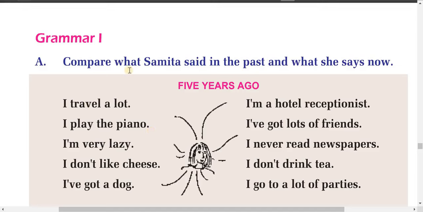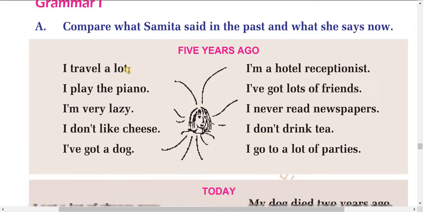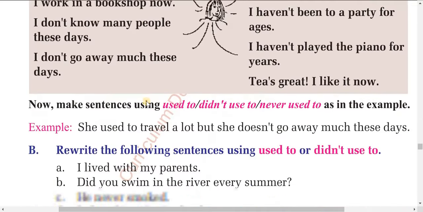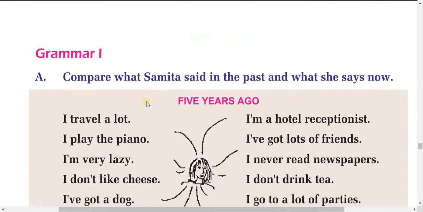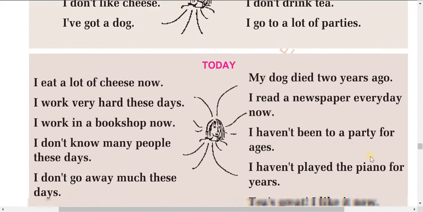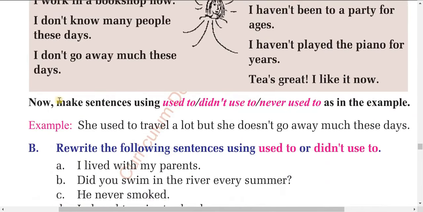Now, grammar, dear students. Compare what Samita said in the past and what she says now. So, you have to make sentences by using used to. And now, look at the examples. Samita, 5 years ago: I travel a lot. I play the piano. You can see here. It's very easy, dear students. So, here you can see. She used to travel a lot, but she doesn't go away much these days.